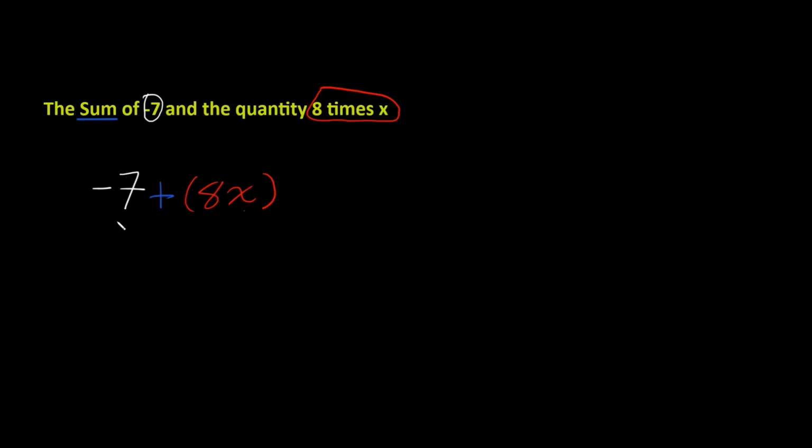And I can rewrite this so that it's a little bit neater. So I can rewrite this as 8x, and then we will just rewrite this as minus 7, right? Because adding a negative number is the same thing as subtraction, and this is the expression.